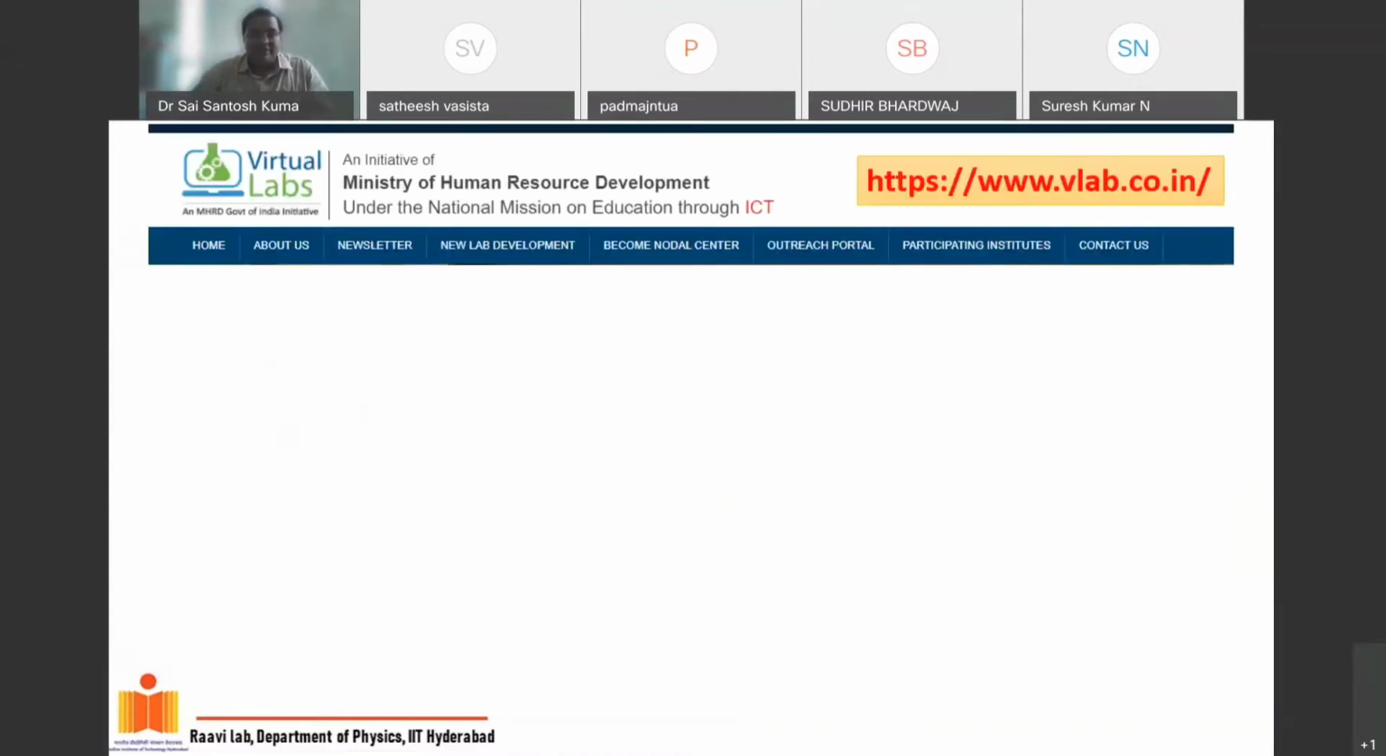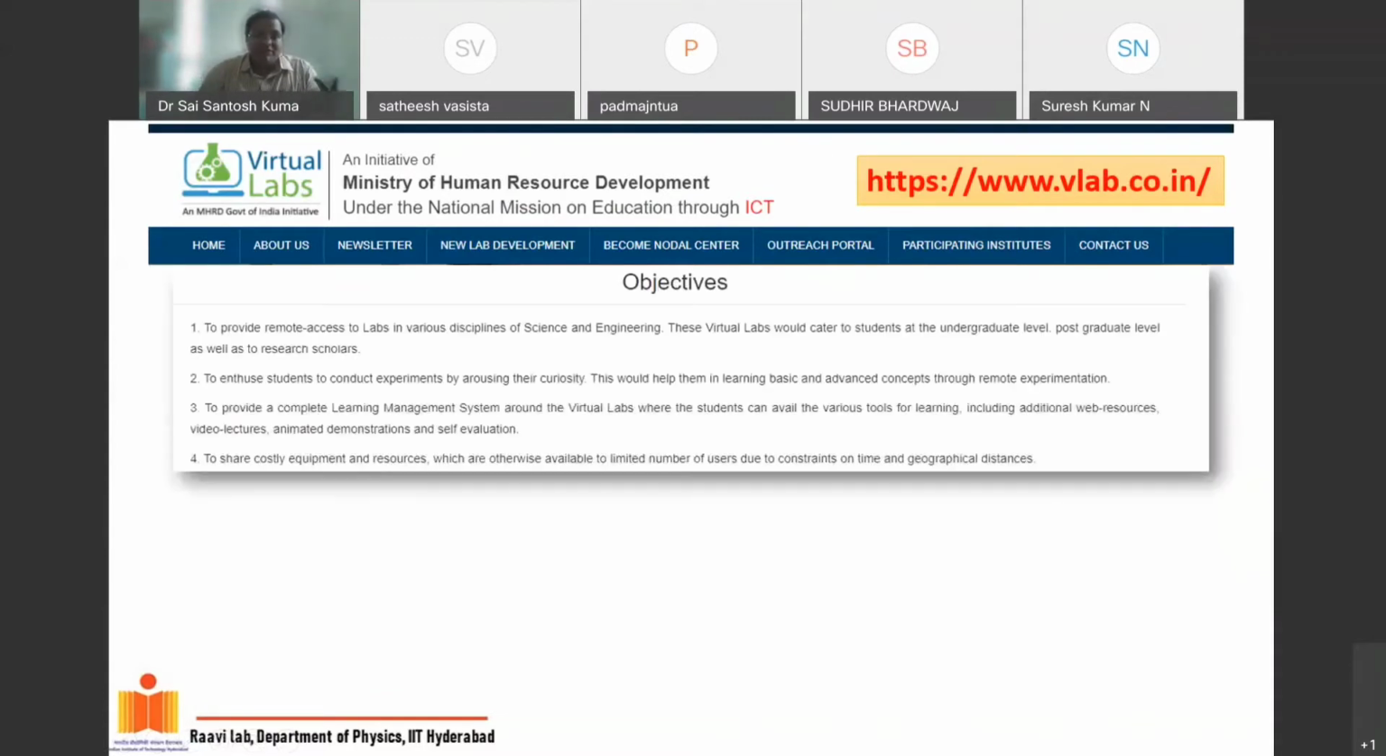Then comes this initiative by MHRD. Because I'm giving the first talk on VLabs in this FDP, I thought I should briefly mention what the MHRD, the Ministry of Human Resource Development, is doing with VLabs. Now I think the name has changed. So this is the URL.